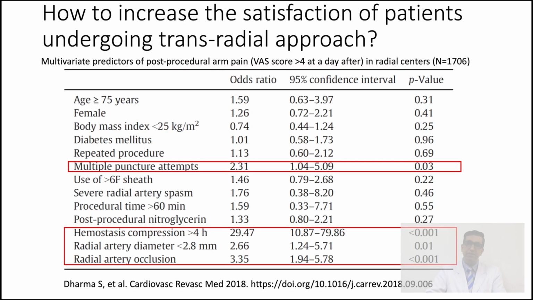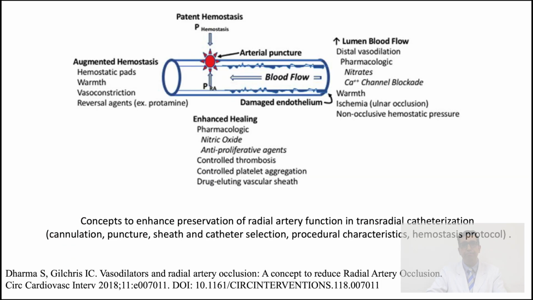So how can we increase the satisfaction of patients undergoing transradial procedures? We did an analysis to find the predictors of post-procedural arm pain, defined as a VAS score more than 4 evaluated a day after the radial procedure. We found that multiple puncture attempts, hemostasis compression of more than 4 hours, small radial artery, and radial artery occlusion were all associated with a VAS score more than 4, and thus should be avoided if possible, and special care should be taken in patients with small radial artery.